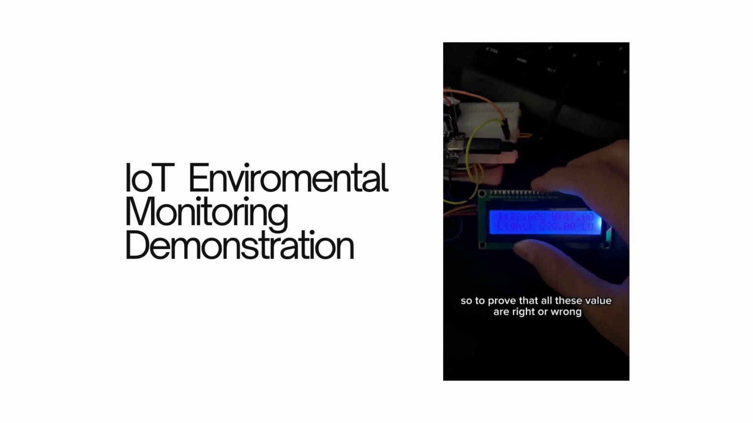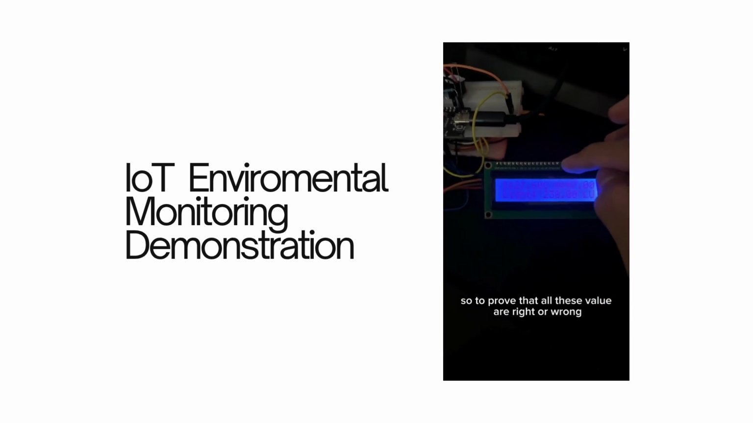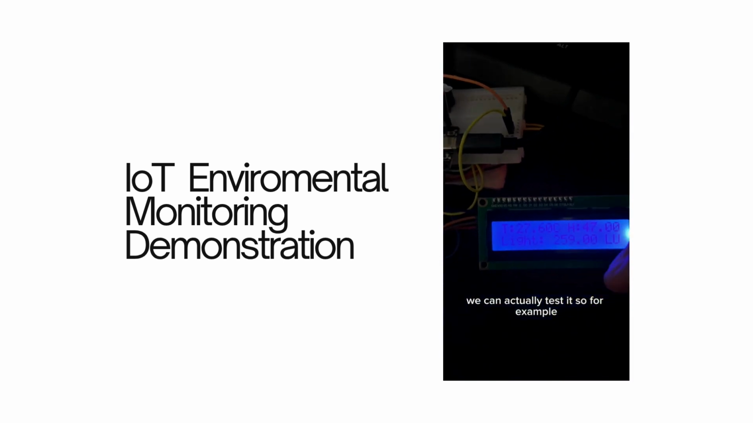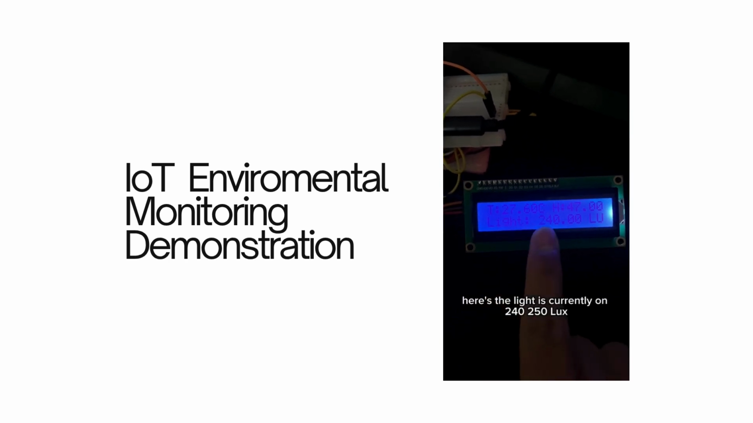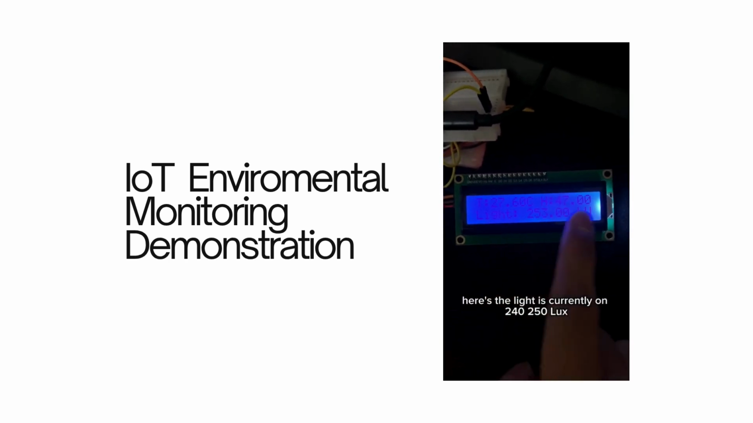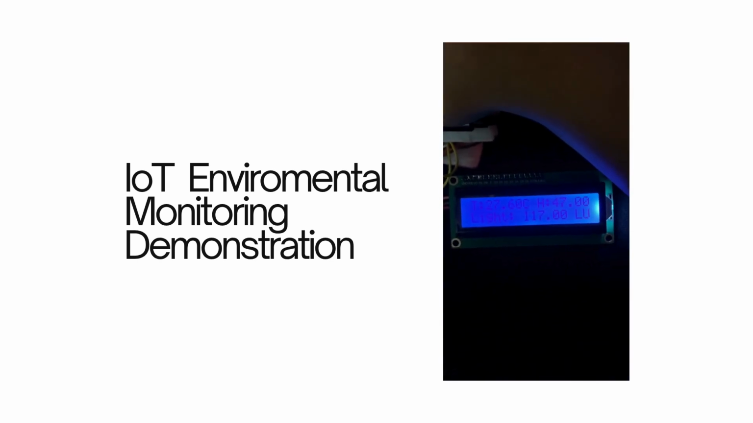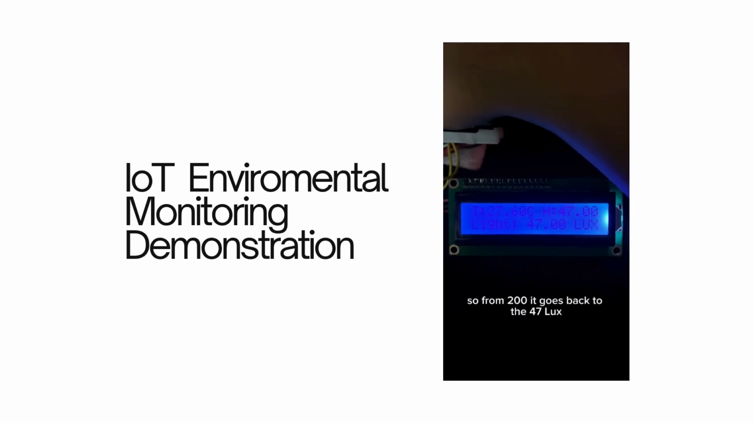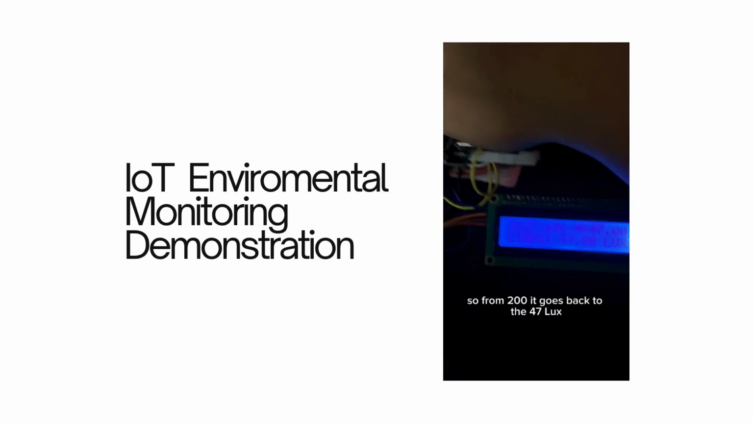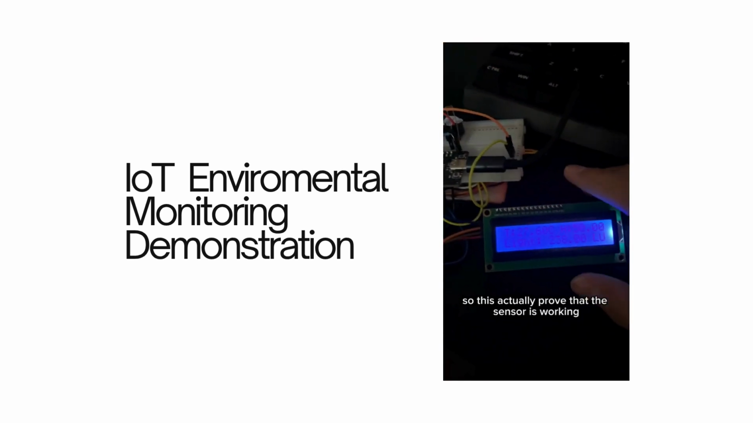To prove whether these values are right or wrong, we can actually test it. For example, here the light is currently at 250 lux. If we cover the light sensor, it will go down. From 200 it goes back down to 47 lux. So this actually proves that the sensor is working properly.